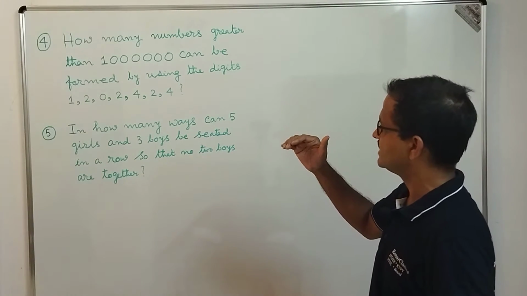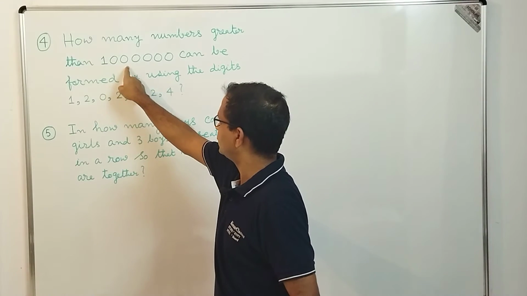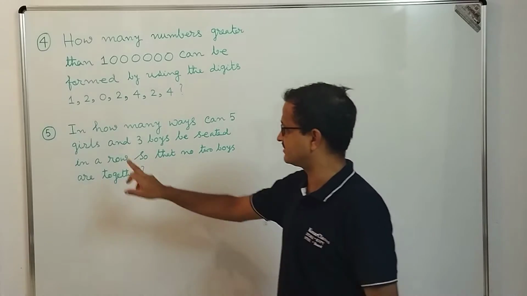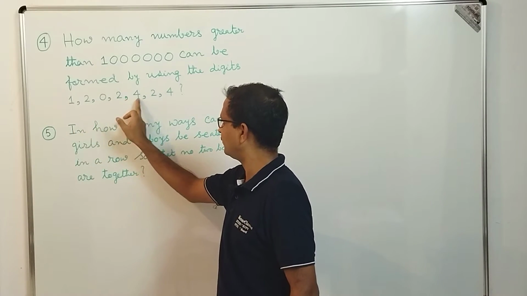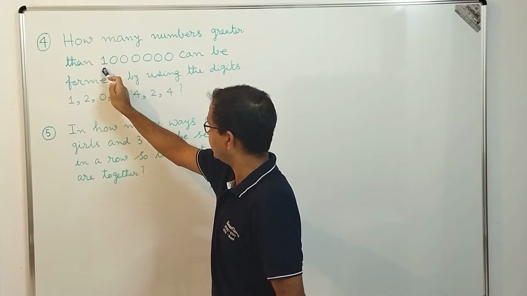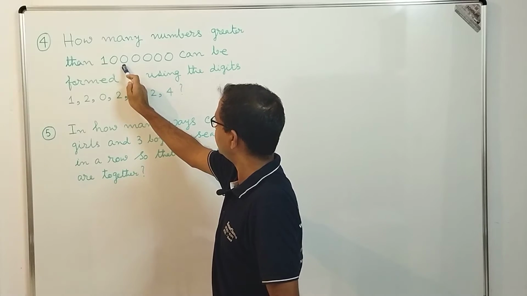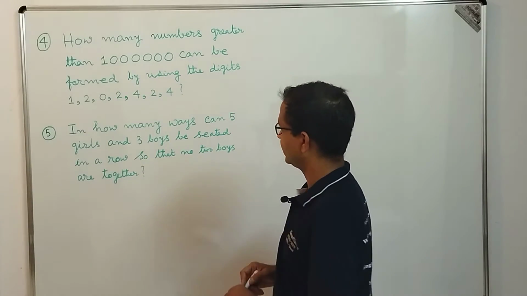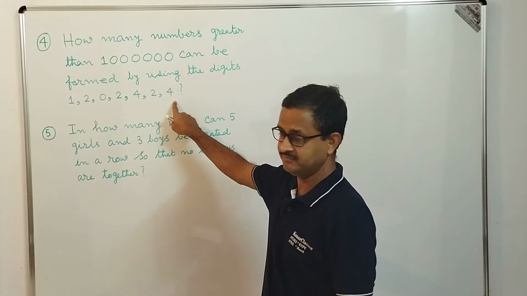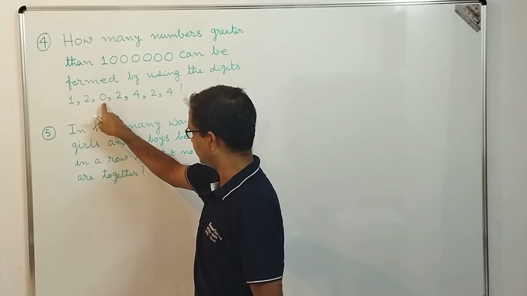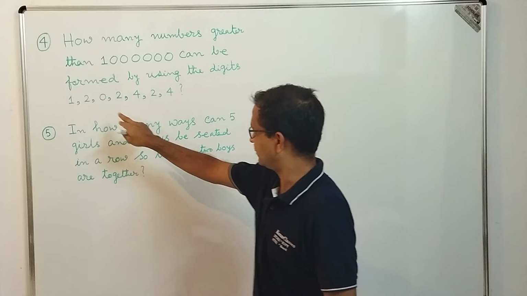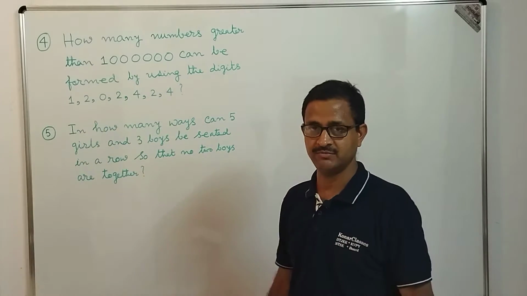How many numbers greater than 1000000 can be formed by using the digits 1202424? If you look into this, the number greater than this one is a 7-digit number, right? And the number of digits given to us is 7. That means 1202424 has 7 digits, but not all distinct, because 2 appeared 3 times and 4 appeared 2 times.